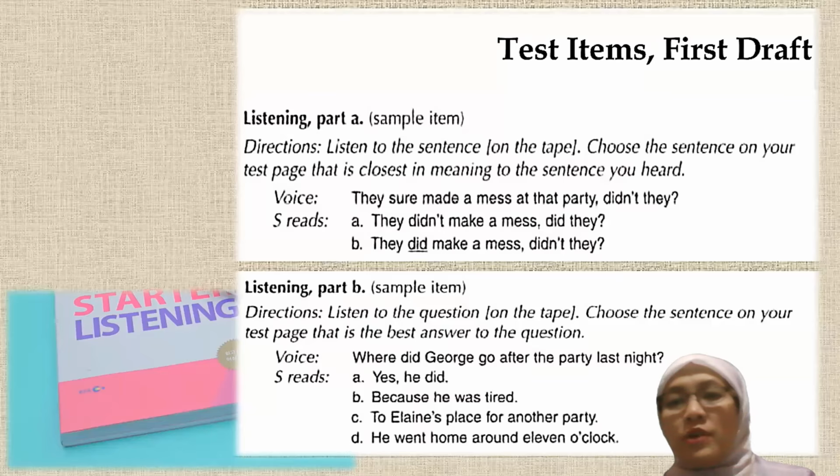Where did George go after the party last night? Now, because the question is where, it must be about place. So the most suitable one is C, to Ellen's place for another party. Ya. Jadi ini kita lihat nih, ini jenis pertanyaan yang cukup bagus, ya, karena masing-masing pilihan sangat berbeda. Yes, he did ini jelas untuk yes no question. Because ini jelas untuk why, and then to Ellen's place ini khusus untuk where. Kemudian around 11 o'clock ini khusus untuk when.